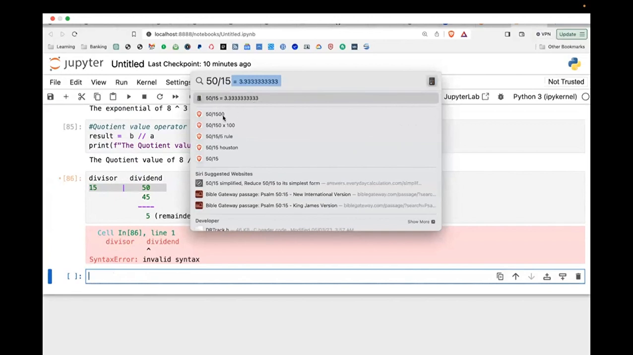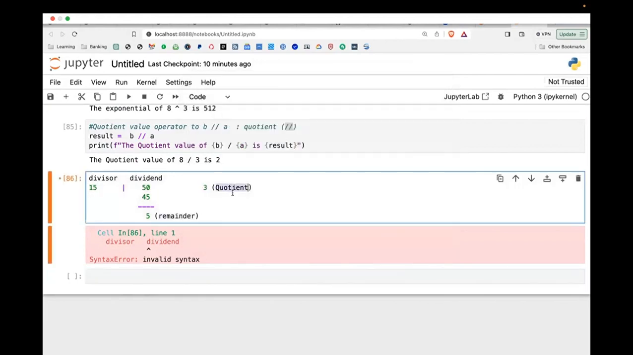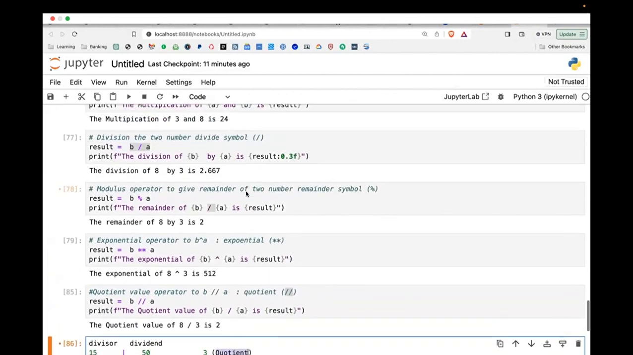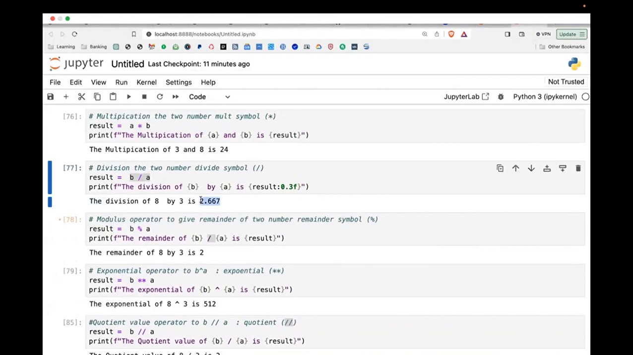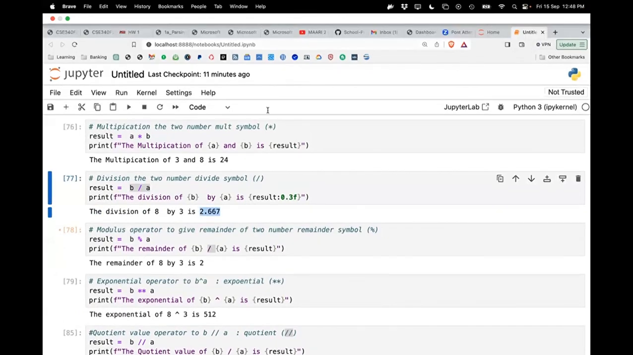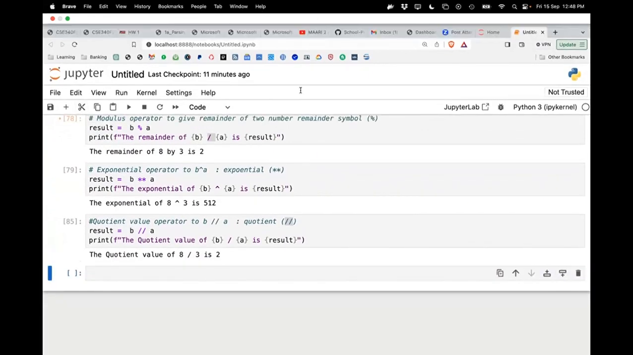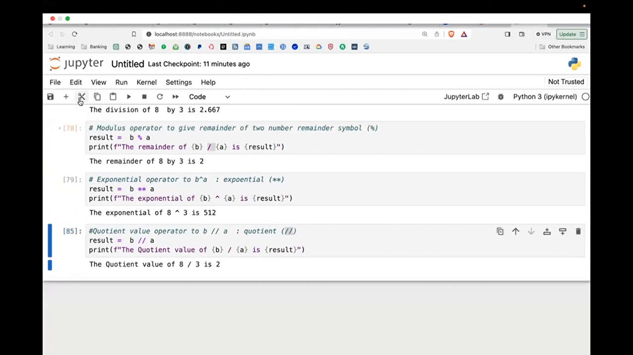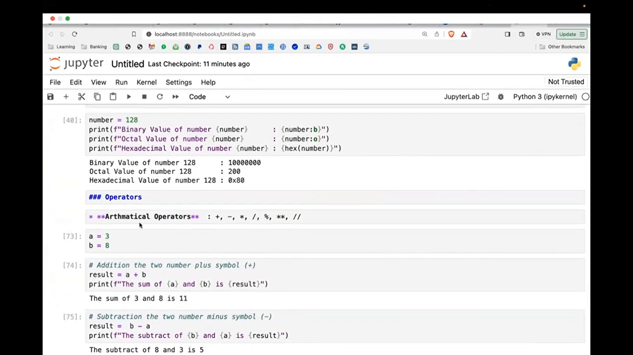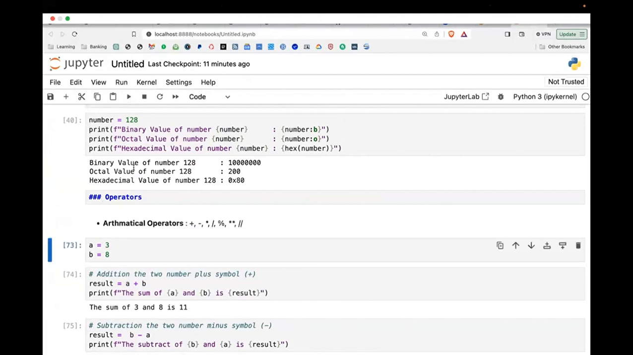So when you divide a value which does not divide perfectly, you will get a decimal point value. But the remainder and the quotient will always be integer values. The division answer will not always be a decimal point value. So these are the 7 operators we learn in the arithmetic operators.